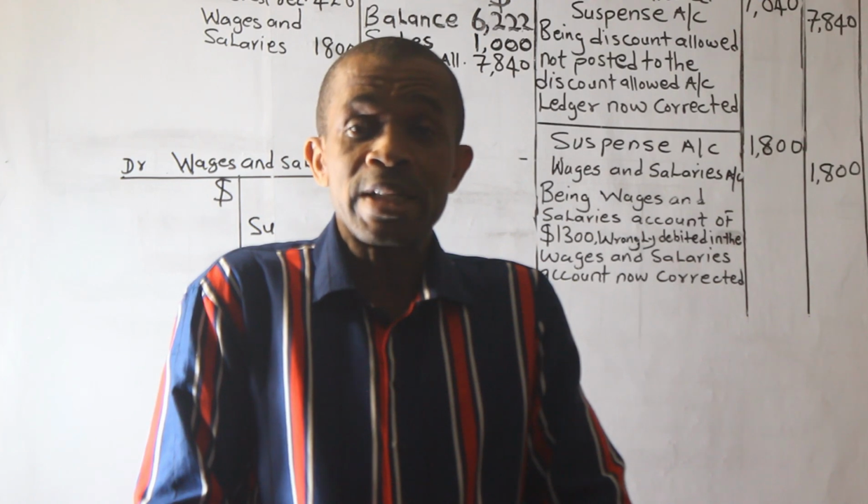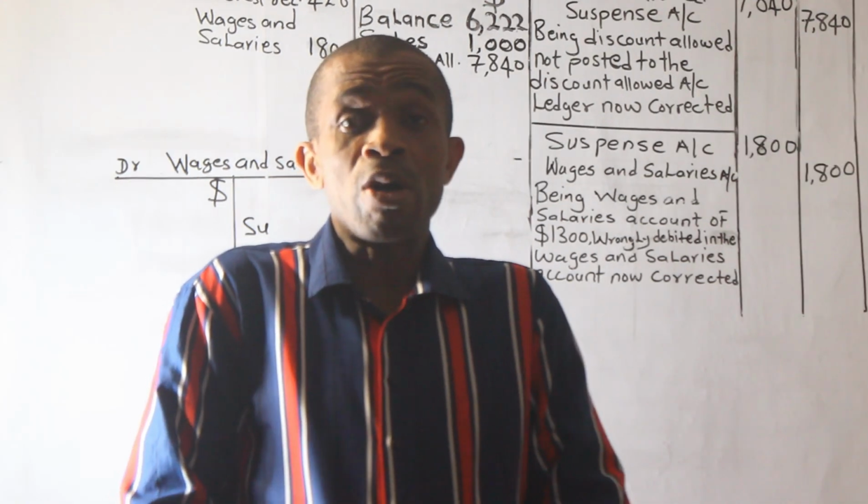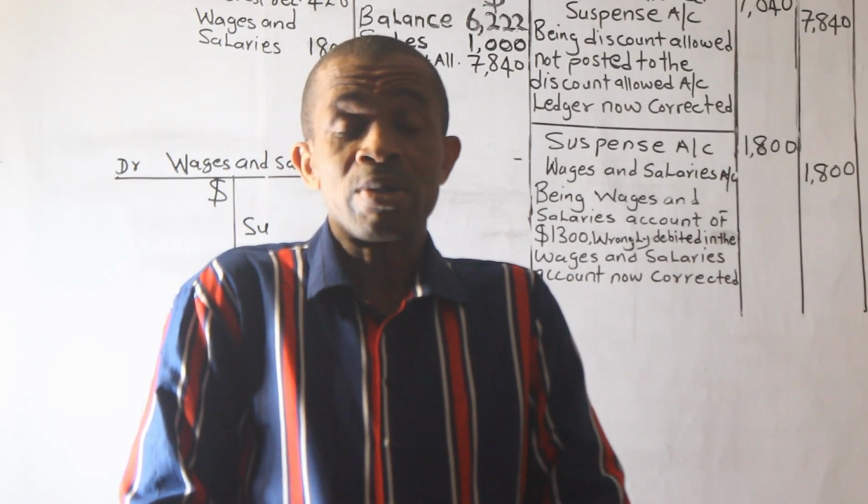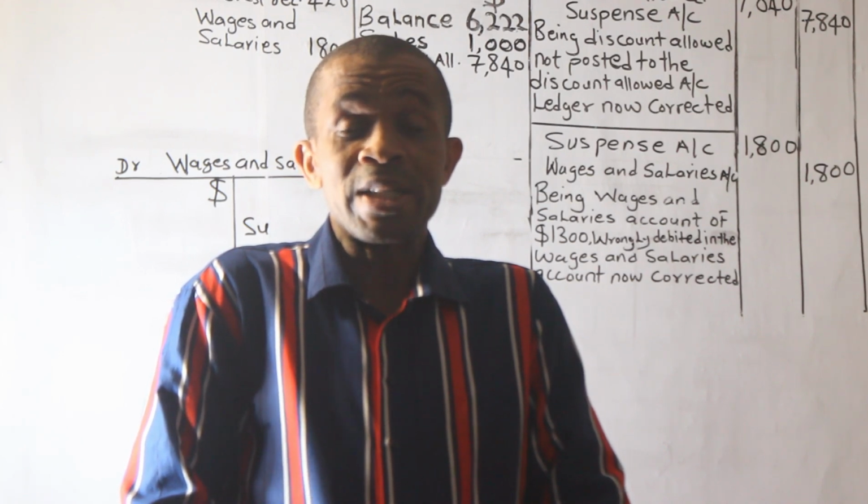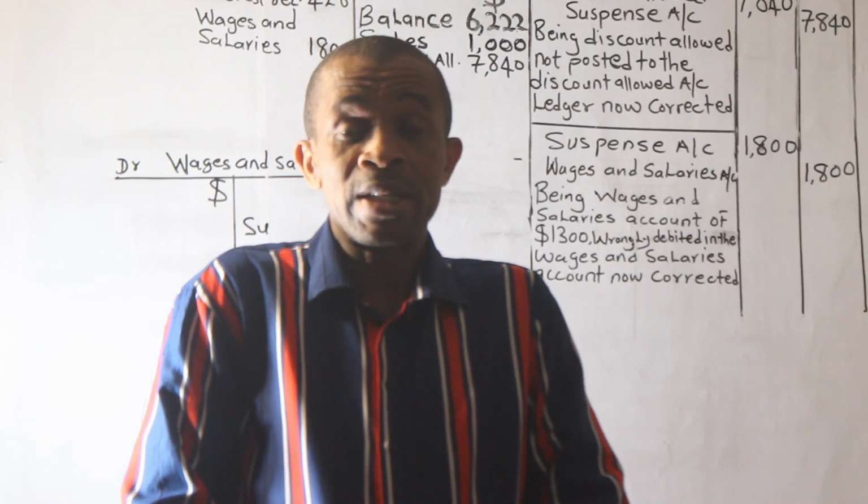So how do we correct the error? Recall that the wages and salaries account is an account that usually has a debit balance. This means that this error will affect the trial balance on the debit side by increasing the trial balance with $1,800 on the debit side. So the question is, how do we correct this error?